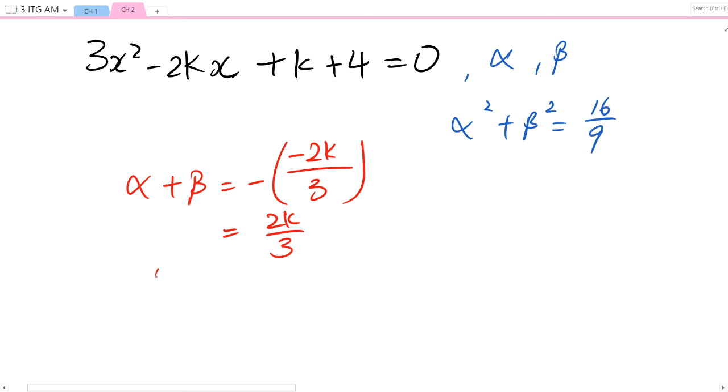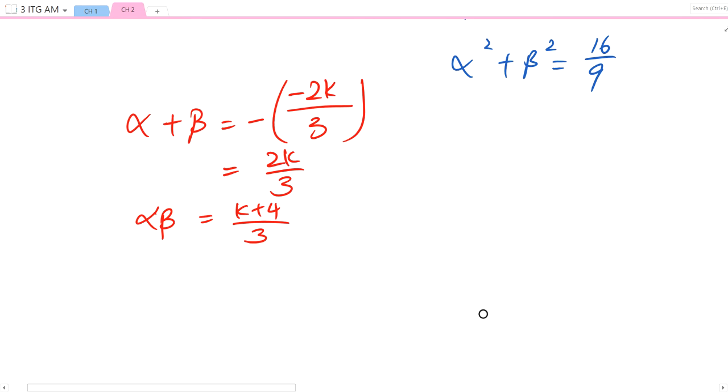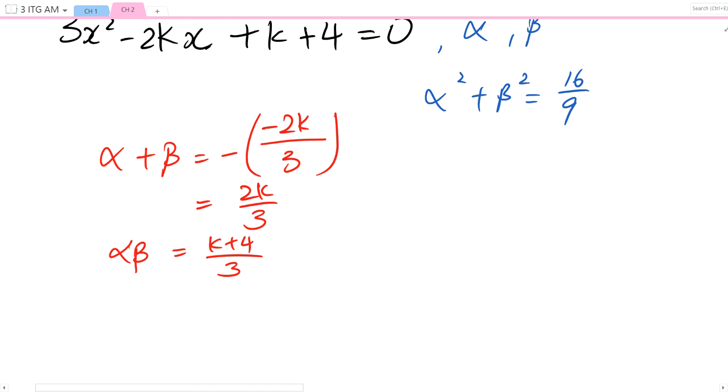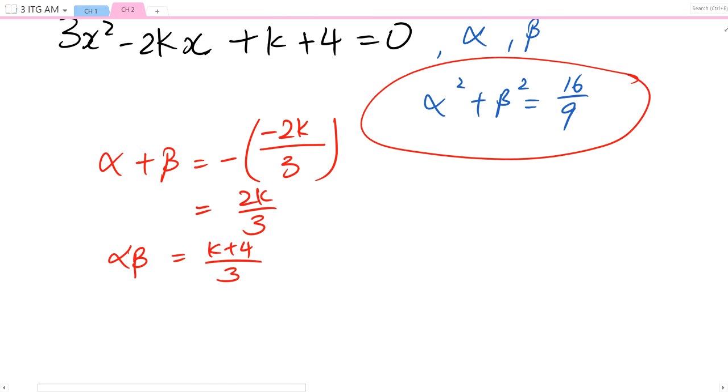Next, product of roots, alpha beta. What is product of roots? Okay, k plus 4 over 3. So, you see the steps are all the same. Here we give you 1 mark. Okay? Now, there is some more information that we haven't used yet. In particular this. What do you think we can do with it?